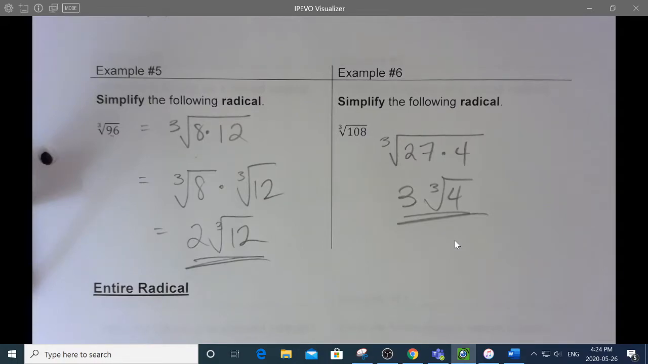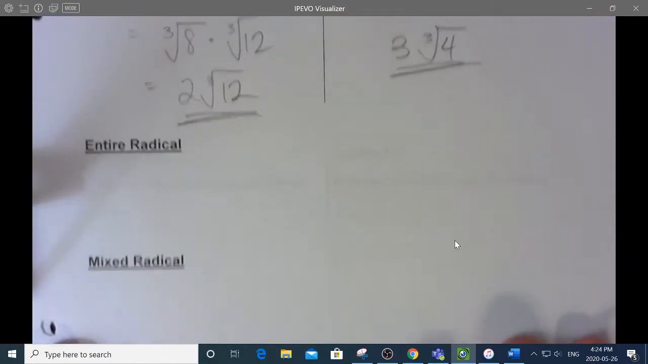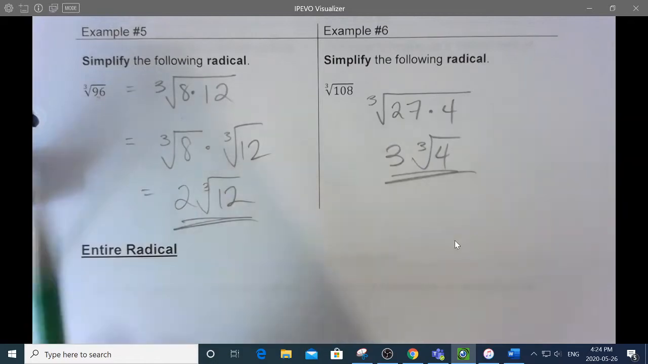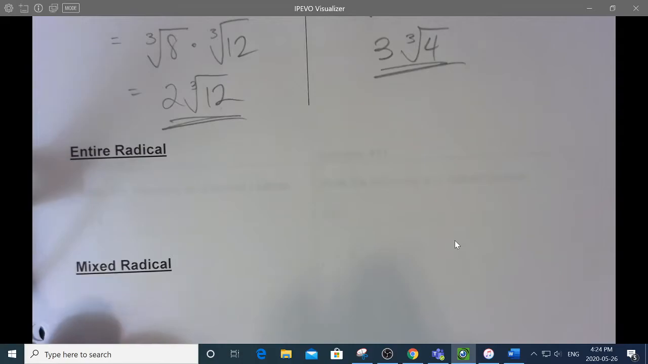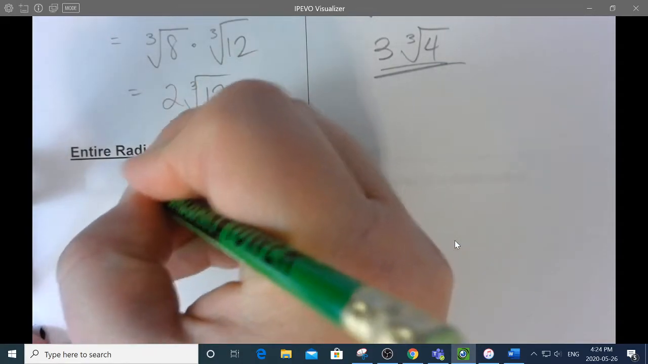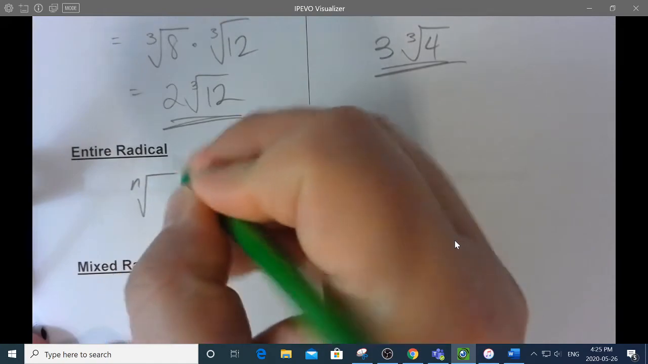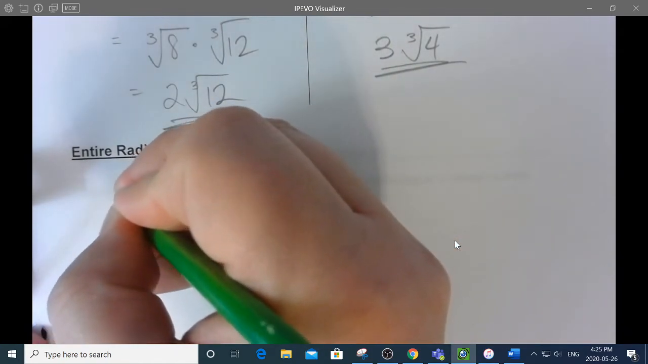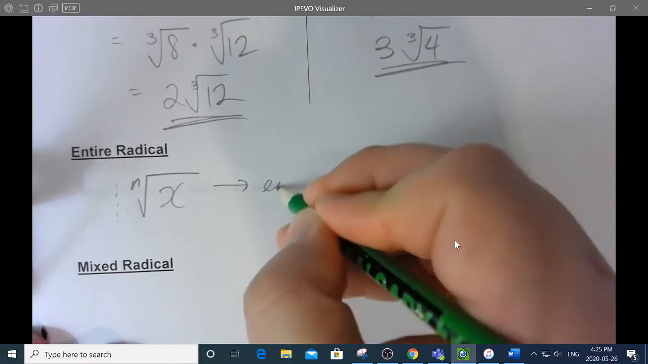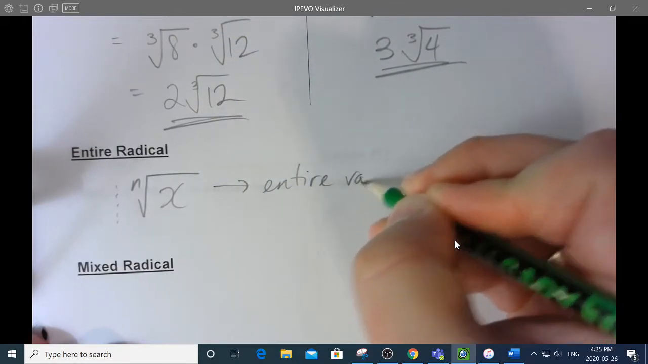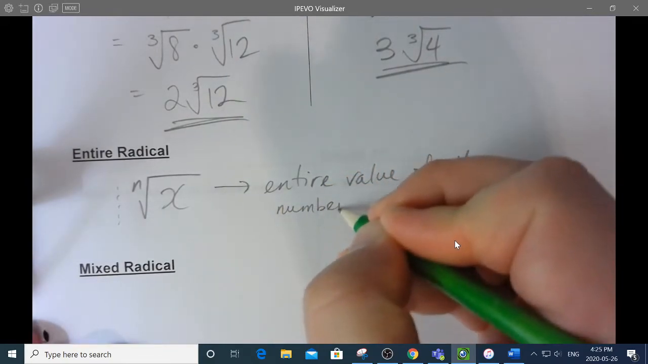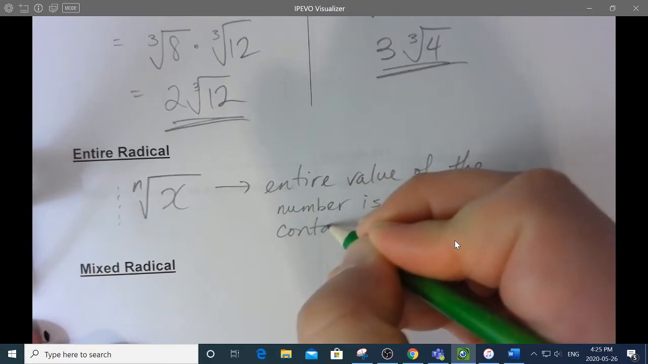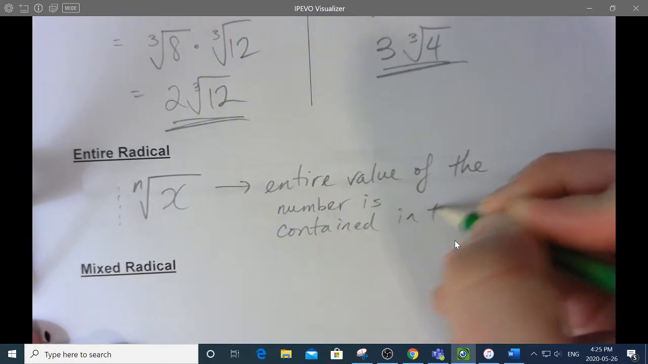All right. Now, definition time. What we've been doing is taking our entire radicals and turning them into mixed radicals. So an entire radical would be, for example, a radical where the number out front is 1, so the entire value of the number is contained in the radical.